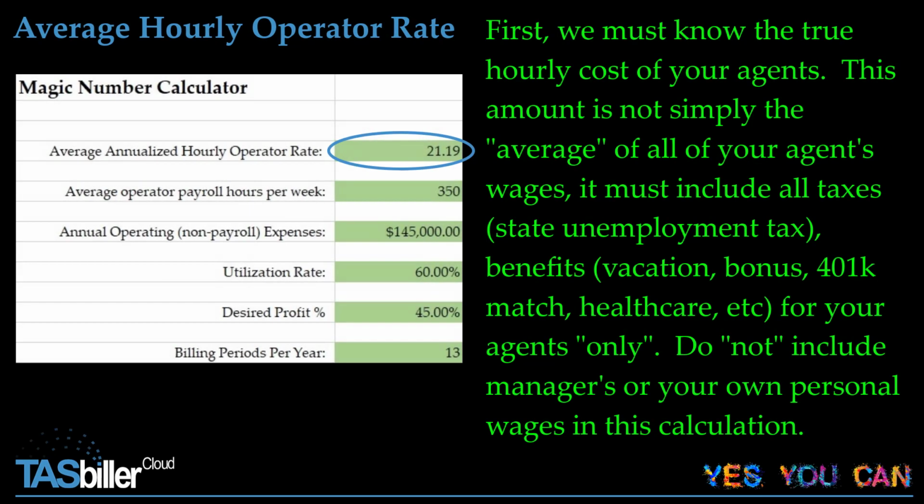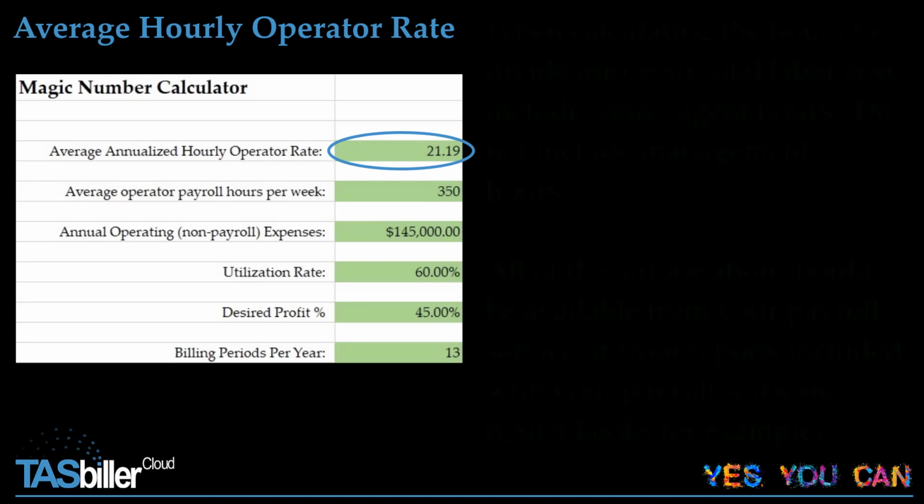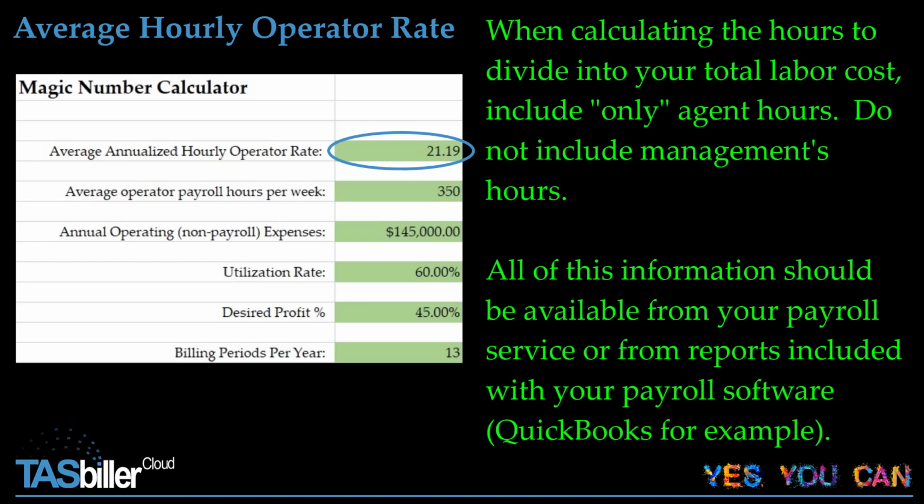The first step is to calculate the average hourly operator wage. Now this is for just your agents, and this has to include all of their taxes and benefits. It'll include their vacation pay, any bonuses you have. That total gross wage number is then divided by the number of hours that they actually worked.